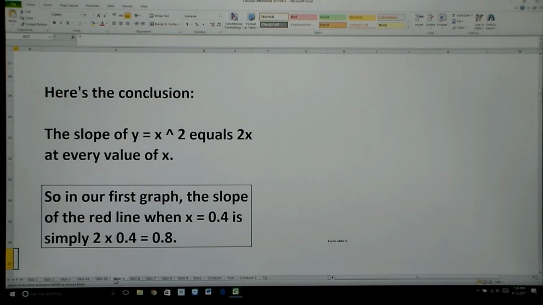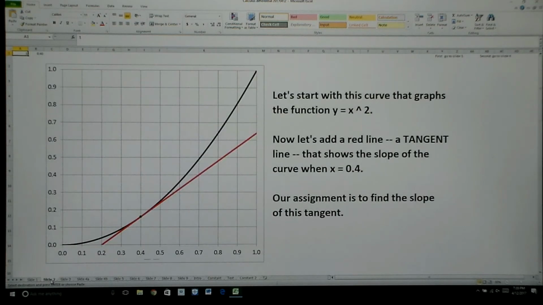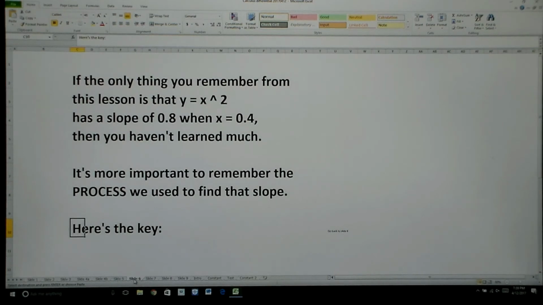So in our first graph, the slope of the red line when x equals 0.4 is simply 2 times 0.4, or 0.8. Going back to that graph, we now know that the slope of the red line equals 0.8. Now, if the only thing you remember from this lesson is that y equals x squared has a slope of 0.8 when x is 0.4, then you really haven't learned much.